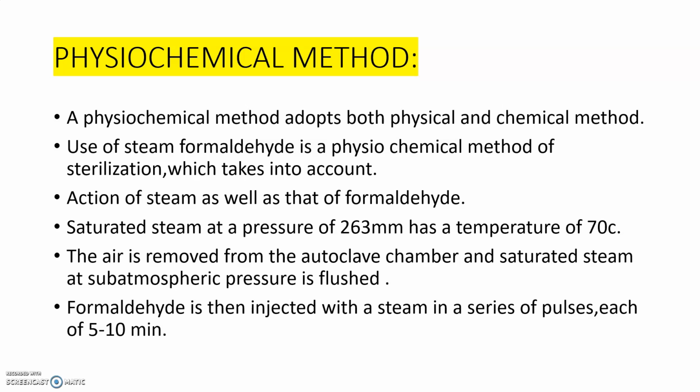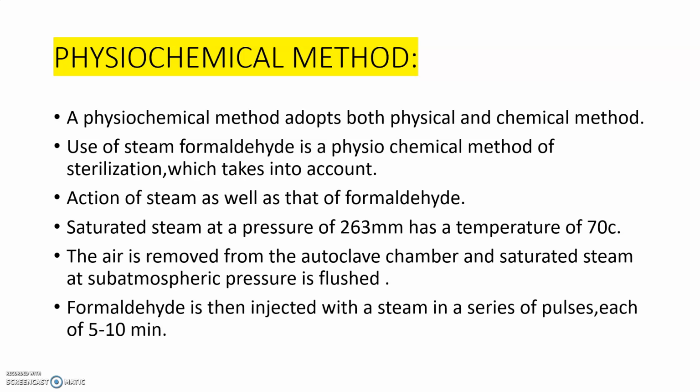Now, how is the method operated? What is the method of operation? That is the action of steam as well as that of formaldehyde. In this method, saturated steam is used, and the method operates in an autoclave. Saturated steam at a pressure of 263 millimeters, which has a temperature of 70 degrees Celsius, is applied. Now the air is removed from the autoclave chamber, and the saturated steam at subatmospheric pressure is flushed.